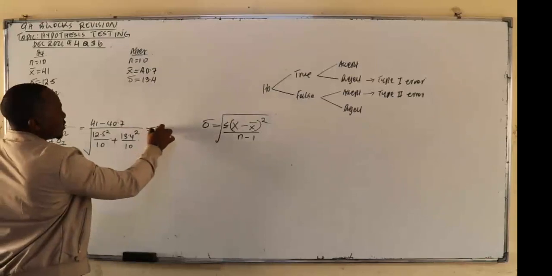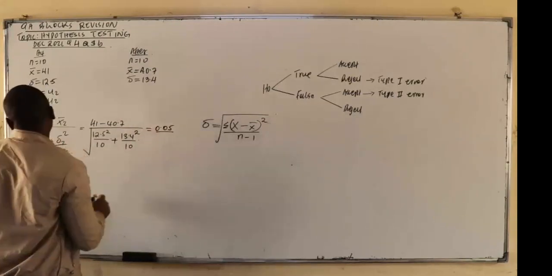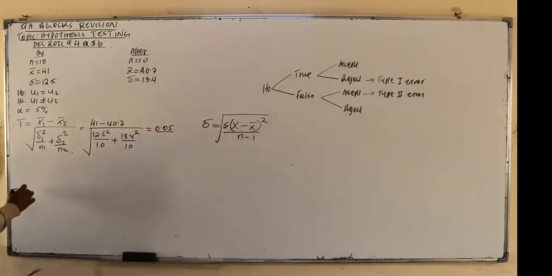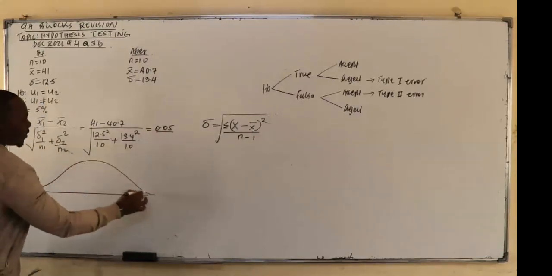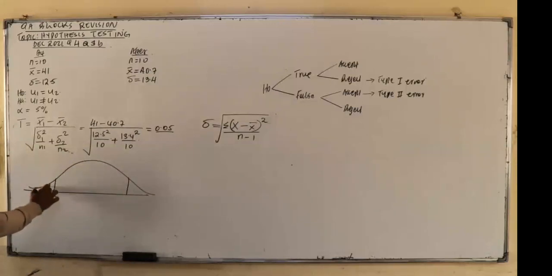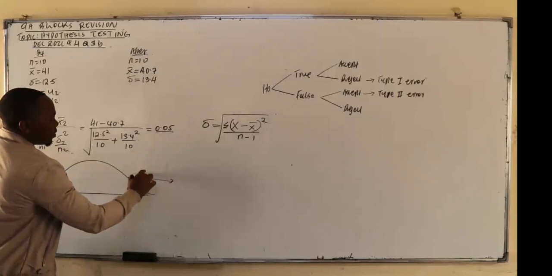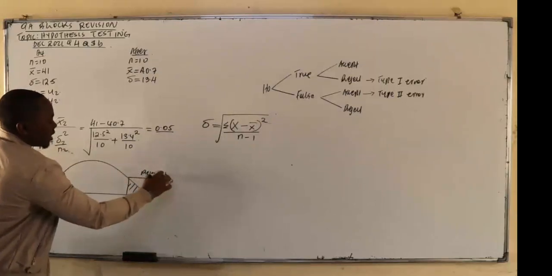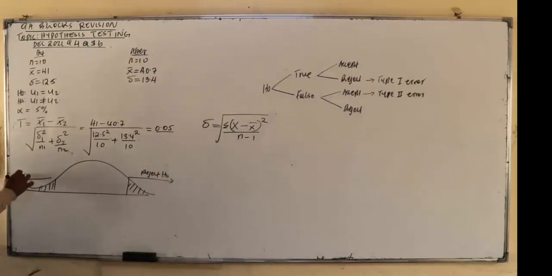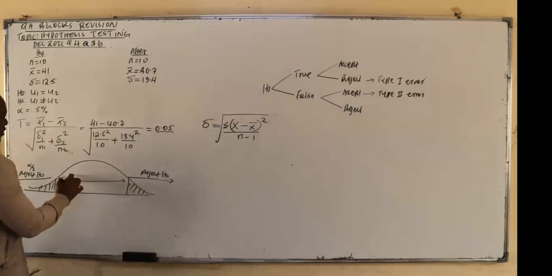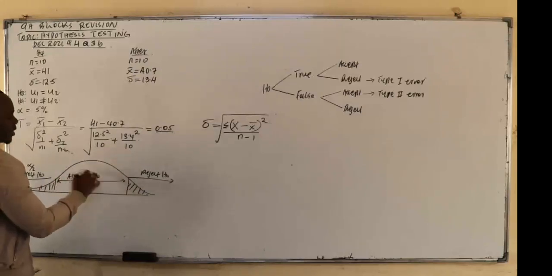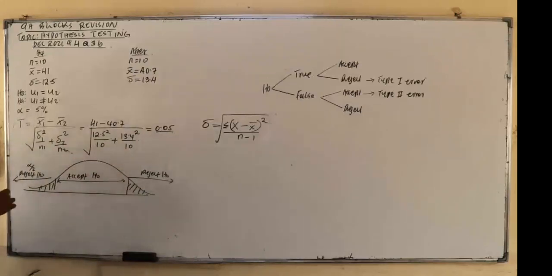0.05. Then you compare the T calculated against the T critical. So how do we get the T critical? For a 2 mean sample, we always use a 2-tail test. So here you reject the null hypothesis, and this is alpha over 2. Here we accept the null hypothesis. Now for T, you need degrees of freedom.